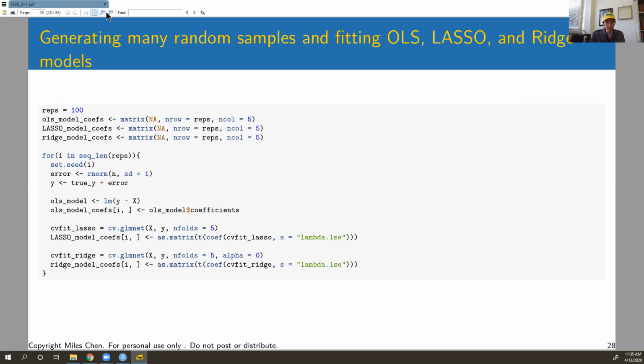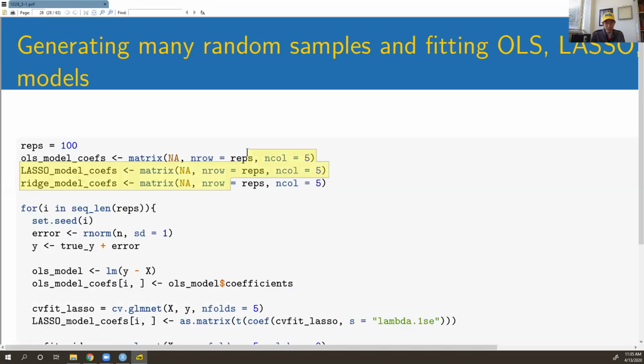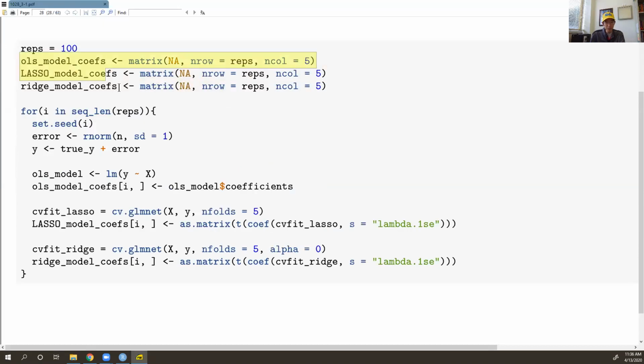So this is what the code looks like. These matrices are just places to store all of the coefficients from the different models I run. I'm going to do 100 repetitions of this, and within each repetition in my loop, I'm generating new random noise, so my observed y will change. I've got the true y, which we determined outside of the loop, and we're adding noise with every single iteration. Then I fit an OLS model and extract the coefficients, okay?